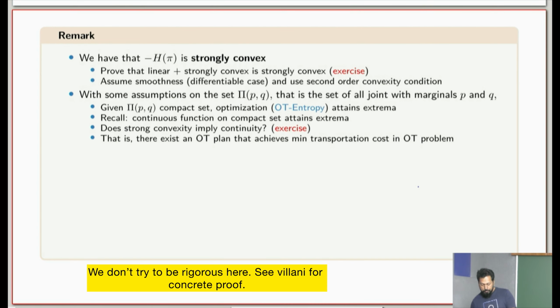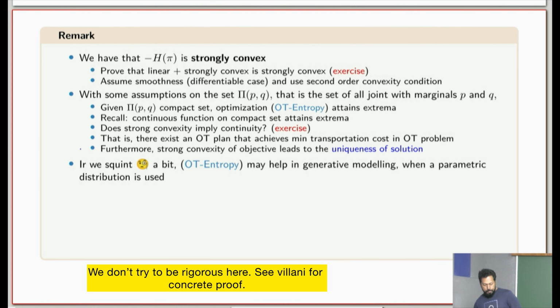So you may try some of these as an exercise I have mentioned here. So what does this all mean, right? This says that there exists an OT plan that achieves the minimum transportation cost, and a few of these things are coming because of the entropy regularization. Okay, so we have the uniqueness.